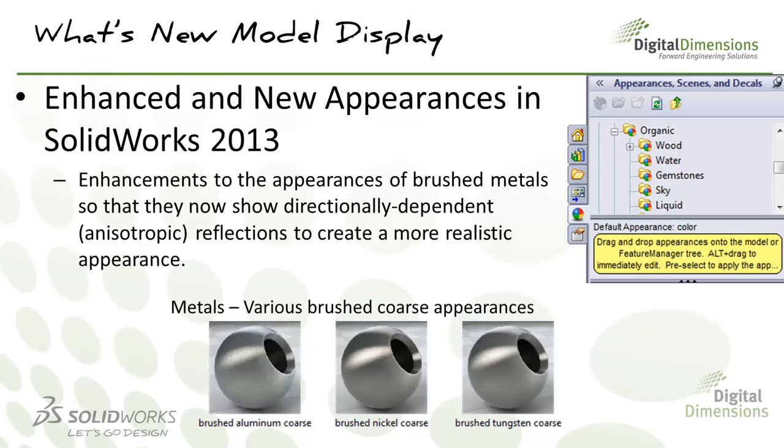And some additional changes to appearances in SOLIDWORKS 2013. They've enhanced a few existing appearances, specifically brushed metals, so that they are now anisotropic, or that they will now show directionally dependent reflections. Thus, it'll create a more realistic appearance. And they've also added some new appearances in SOLIDWORKS 2013. In fact, we are just talking about brushed metals, and under metals, they've added the following brushed coarse appearances. We have aluminum, nickel, and tungsten.